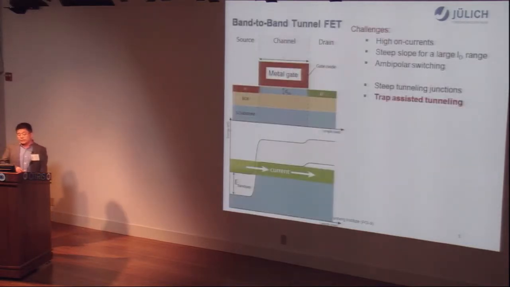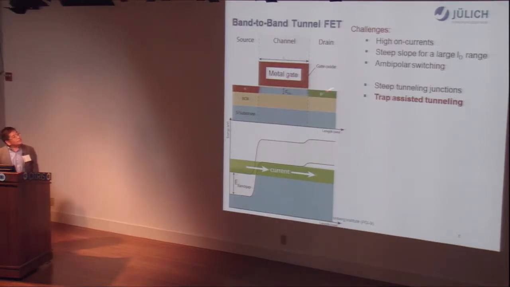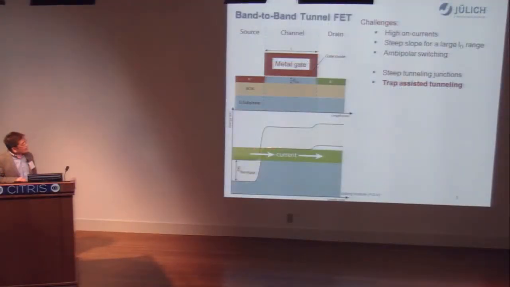As you know, the TFET is based on band-to-band tunneling, and it's a gated PIN diode. Here is the structure. You see the source and the drain are oppositely doped, and here is the band structure in the on state. If we apply a gate voltage, then band bending occurs, and band-to-band tunneling occurs at the source tunnel junction.